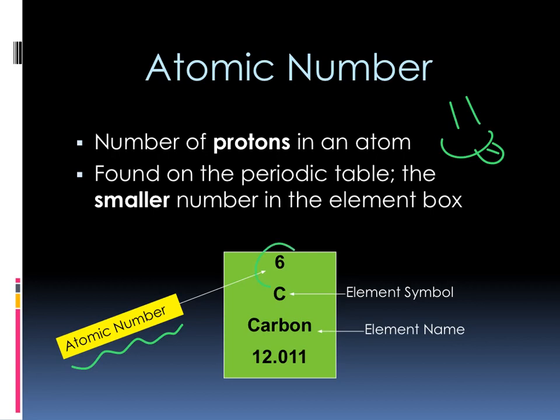So it has an atomic number of 6. If I were to add a proton, then it would become nitrogen. If I were to subtract a proton, it would become boron. So it's no longer the same element if the proton number changes. It really is the personality or the identity of the element itself.